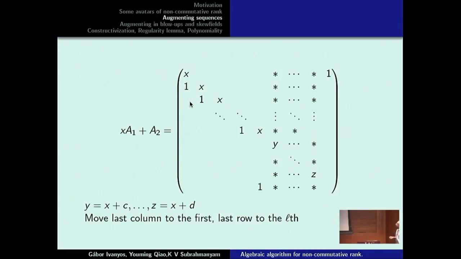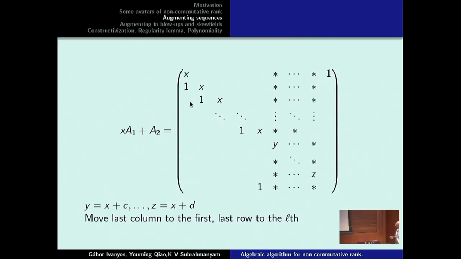If I look at this basis and I look at the matrix xA1 plus A2, believe me, this is the form of this matrix in this case. Remember that U1 was our last column, yeah? So if I look at it, A2 sends U1 to U2, then sends U2 to U3, and so on, and sends U(L minus 1) to UL, which will pick up a 1.